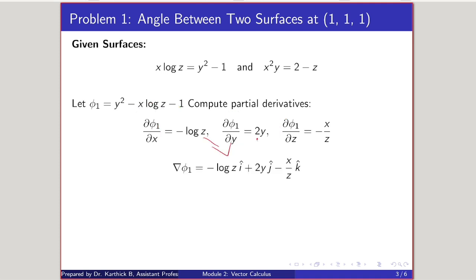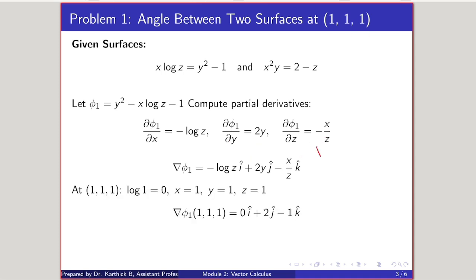So I am substituting these over here. At last this will be gradient pi 1. Now we want to check for the point. We substitute the values: minus log 1 i cap plus 2 j cap minus 1 by 1, simply k vector. We know that log 1 is 0. Now we find the modulus of the gradient from the square of each term: 0 squared, 2 squared and minus 1 whole squared. Here it will be square root of 5.